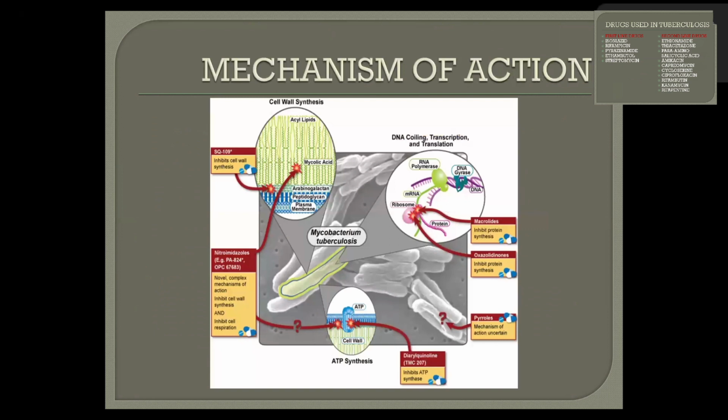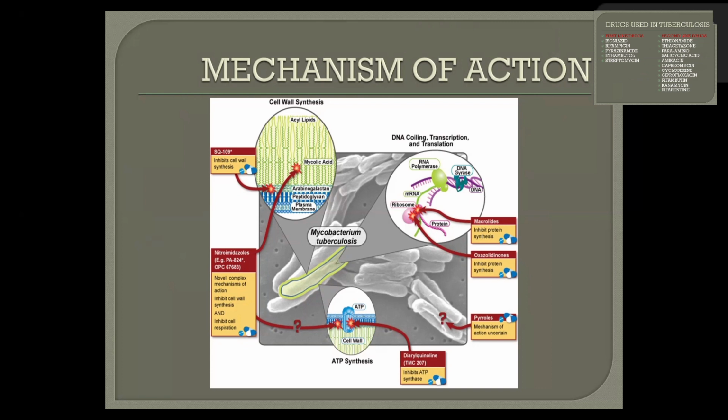Now we will see the mechanism of action of these anti-TB drugs. Different tuberculosis drugs have different mechanisms of action. For example, take isoniazid. It is a tuberculocidal drug that acts on intracellular and extracellular organisms, and it inhibits mycolic acid synthesis. Some tuberculosis drugs inhibit the mycolic acid synthesis.